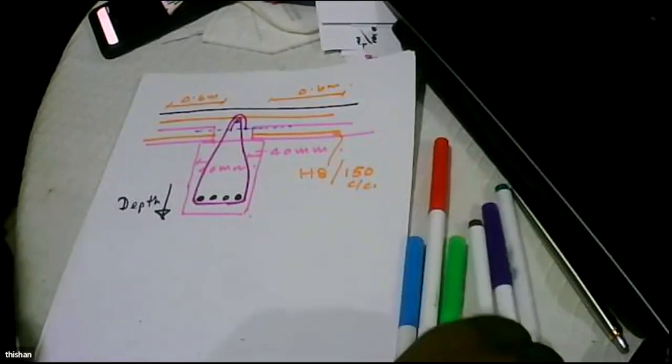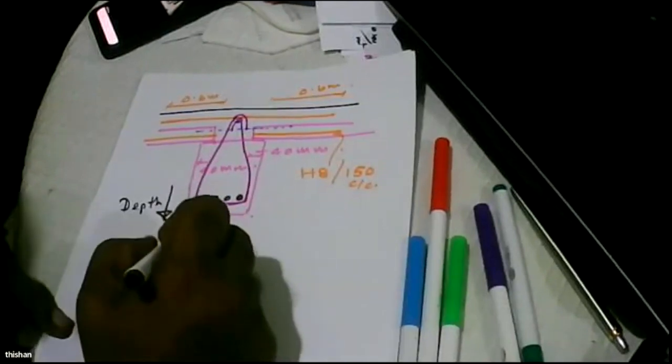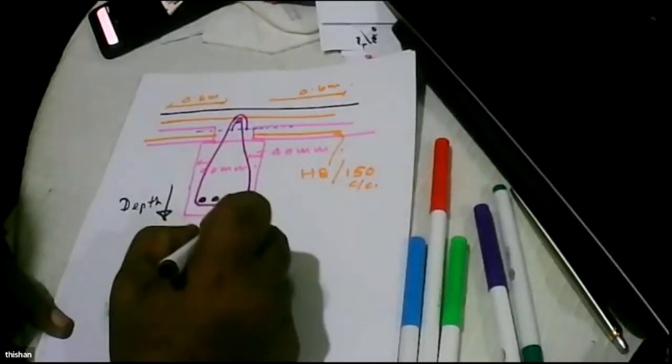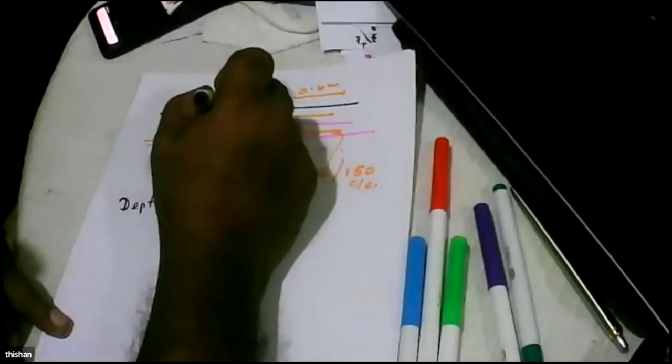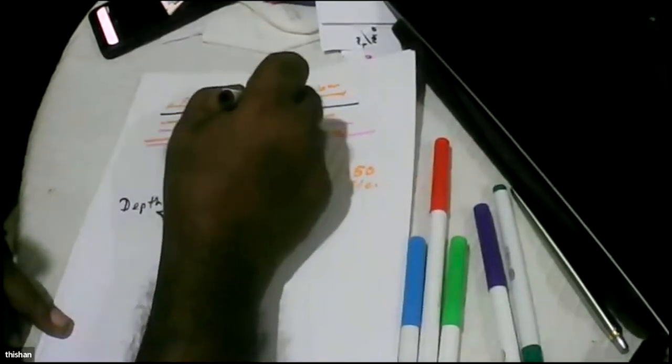Either increase the depth of the beam or increase the amount of reinforcement in the beam. I prefer increasing the depth of the beam, and the width of the beam will remain 175. So this gap will be 75 millimeters.